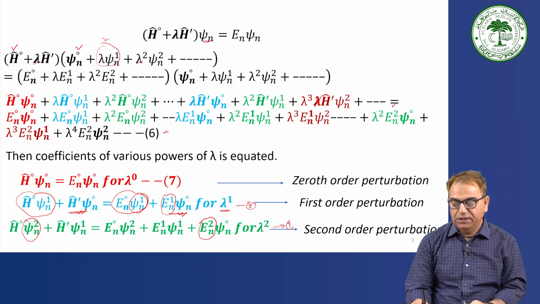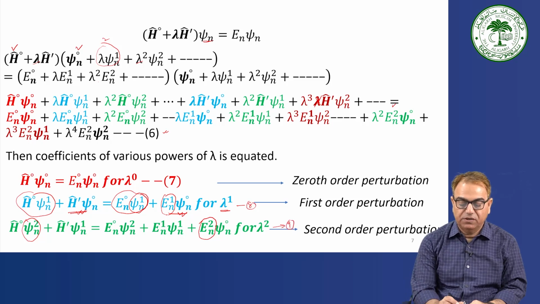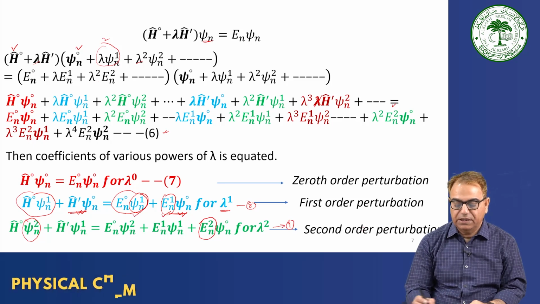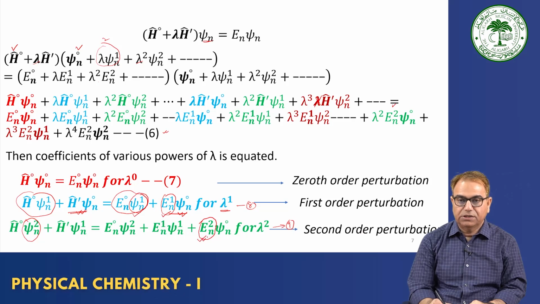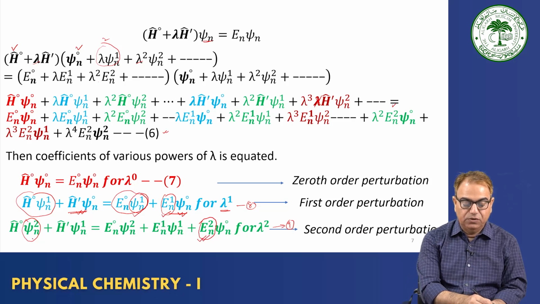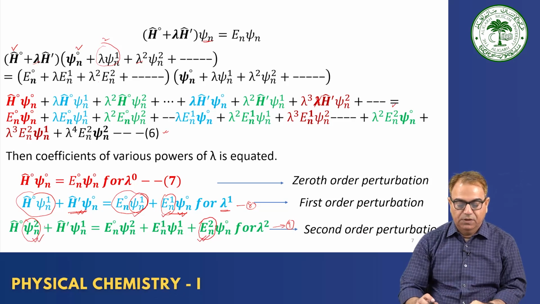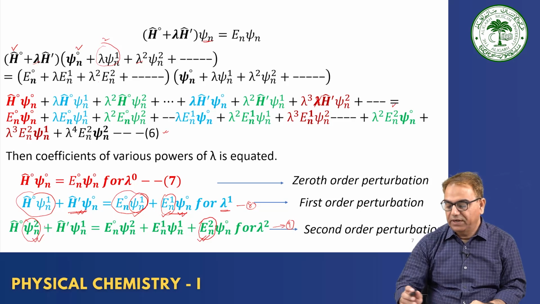I said the goal is to find the first order correction to the energy, En1, and the first order correction to the wave function, psi n1. If you go for the second order correction, then En2 is the second order correction to the energy and psi n2 is the second order correction to the wave function. So these are our goals.